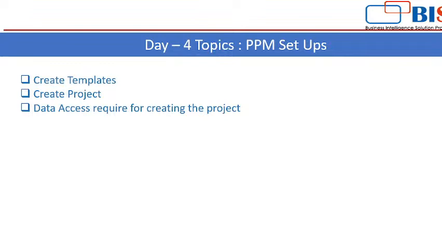Then we have seen for creating the project, a user should have data access for project accountant role, project administrator role, project manager role at business unit level. So project administrator role is used for creating the project, and project manager role is used for approving the project. Then we use the project accountant role for creating the transactions.